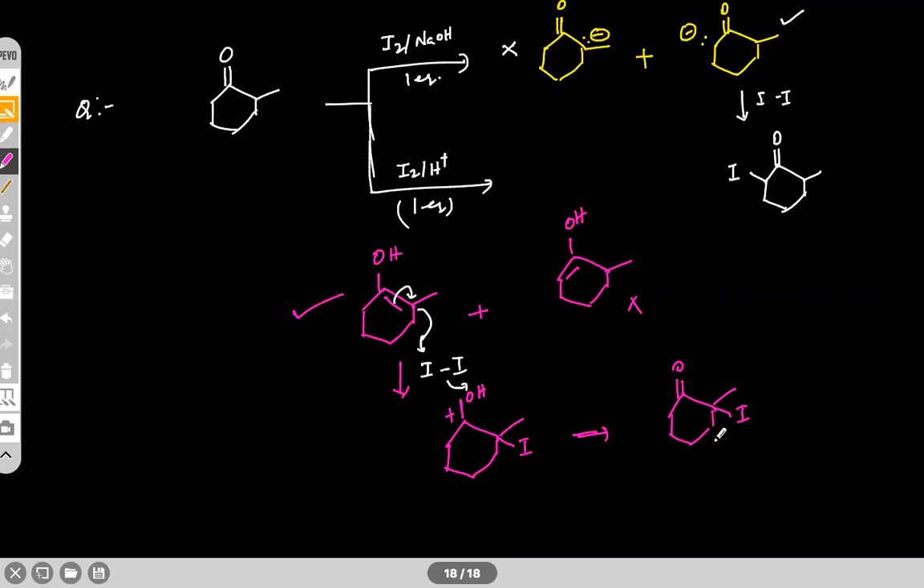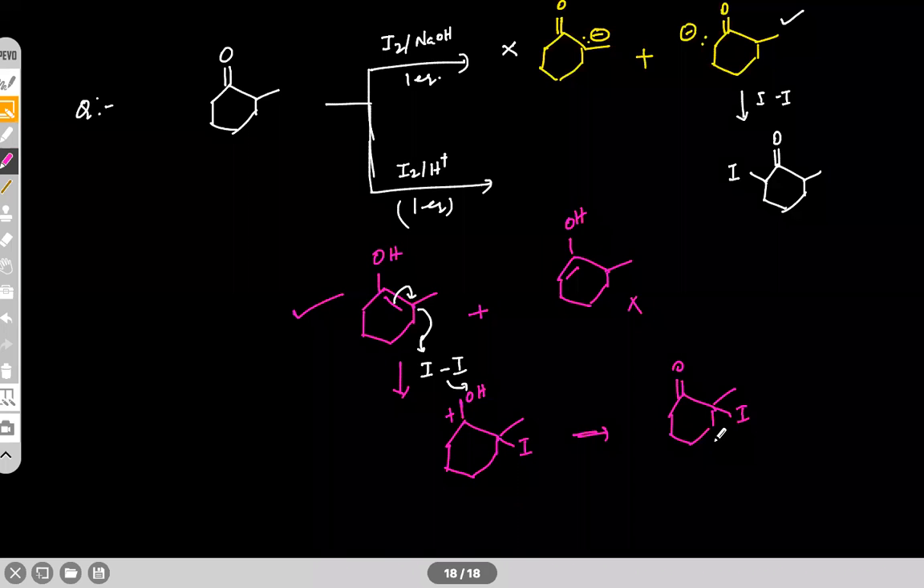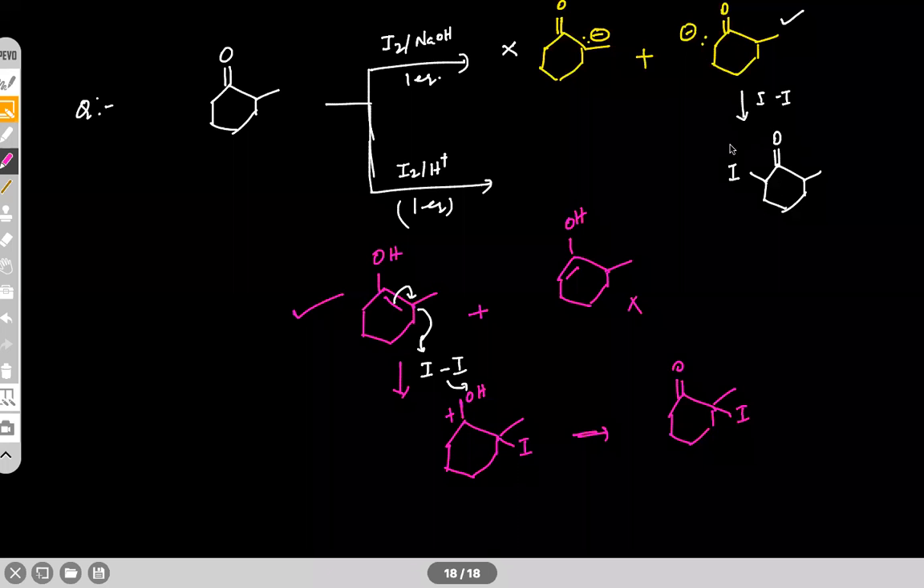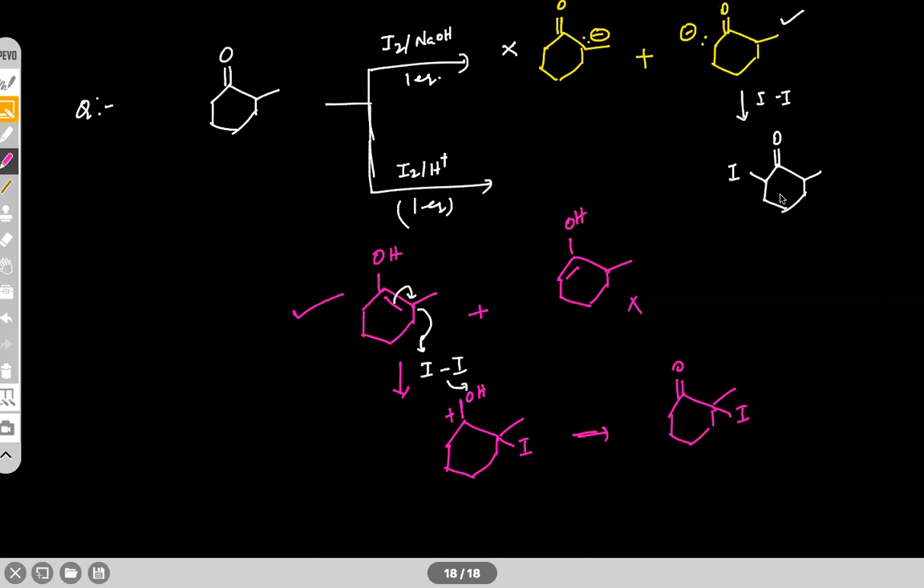Okay, so these are the two things you have to keep in mind. Basic medium, more stable anion. Acidic medium, more stable alkene. You have to draw, right? And it is not always true that whatever product you get in basic medium would be the minor product in acidic medium. Like the minor product we can think of is when this iodine attaches this side. So this is the major, and in acidic it becomes minor. This is the major in acidic, it becomes minor in basic medium, correct?